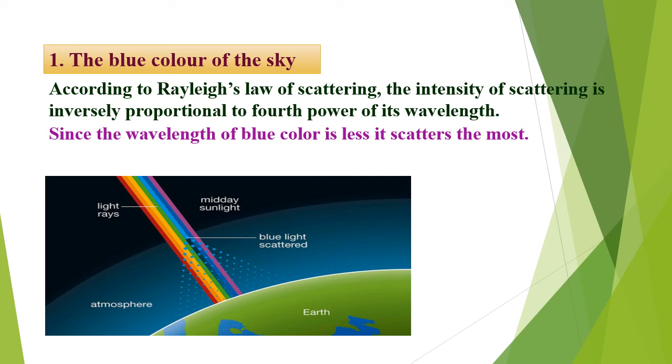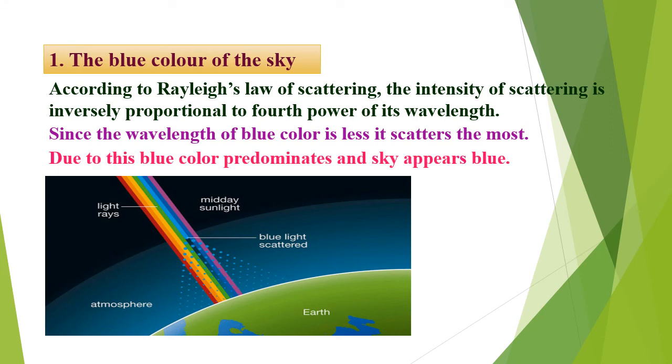But the human eye is very sensitive to the blue color. We sense it more. Therefore, we see the sky as blue. Since the wavelength of the blue color is less, it is scattered the most. This is the reason we give here. Due to this, blue color predominates and the sky appears blue.